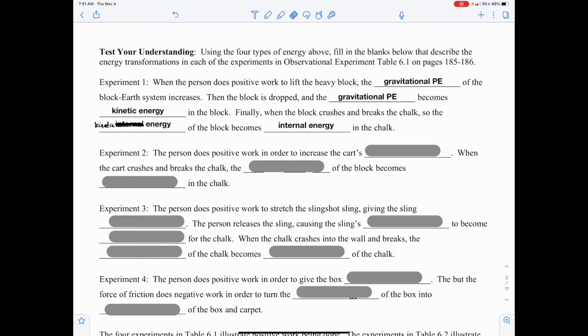Experiment number 2. You push a cart initially at rest until it moves fast about 2/3 of the way across a smooth track. A piece of chalk is taped to the end of the track. The fast-moving cart, no longer being pushed, collides with the piece of chalk and breaks the chalk. Let's take a look at experiment number 2.